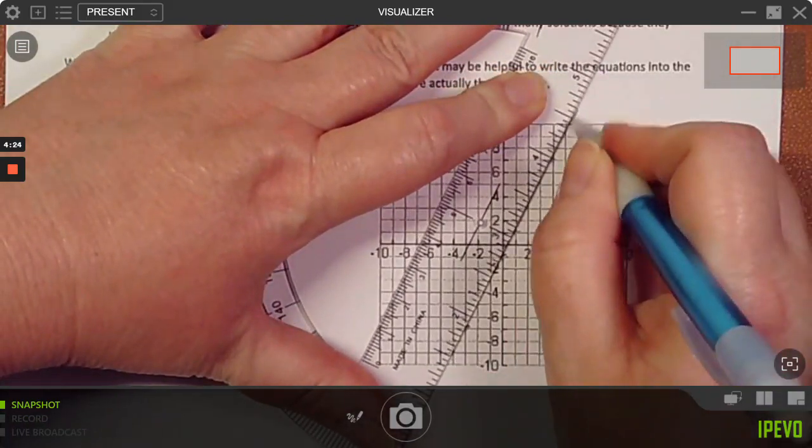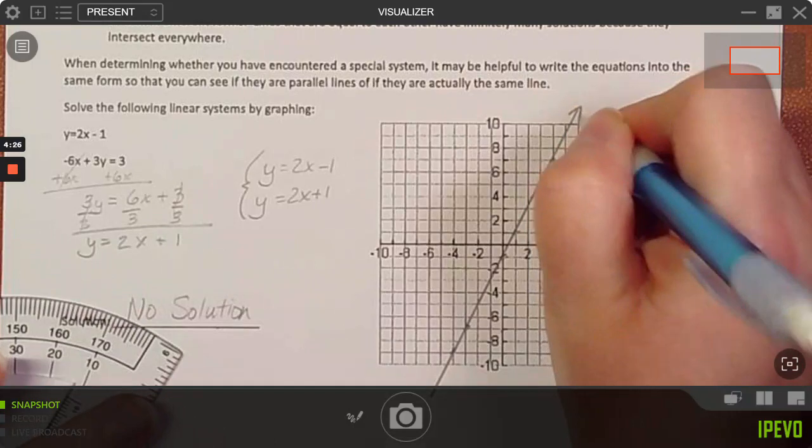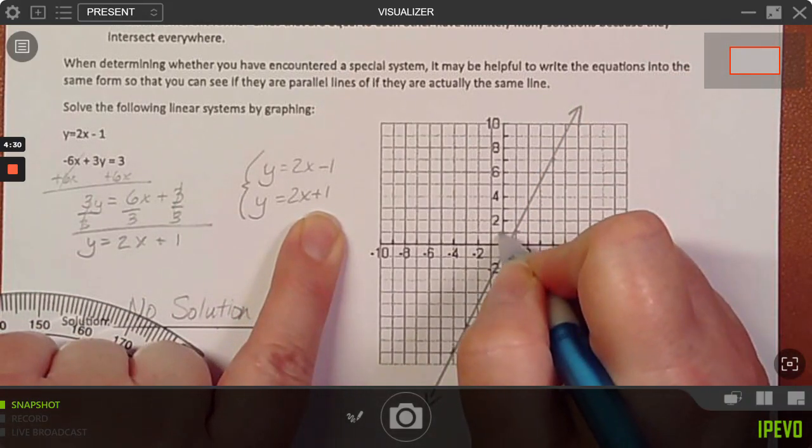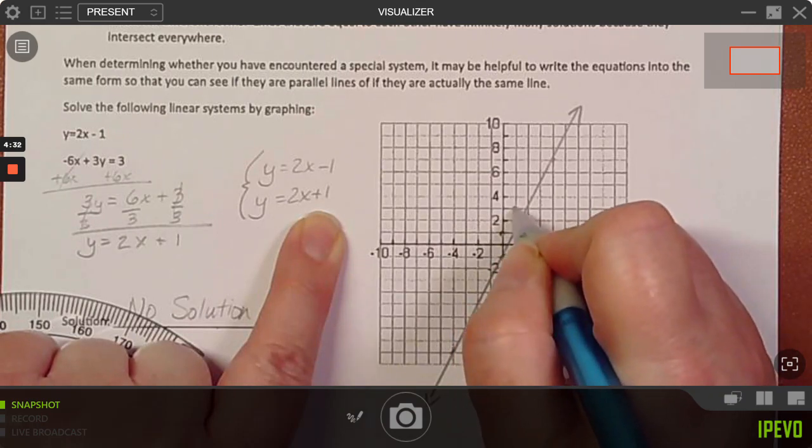And then our next line has the same slope, but a y-intercept at positive 1. Okay, so up to right 1.